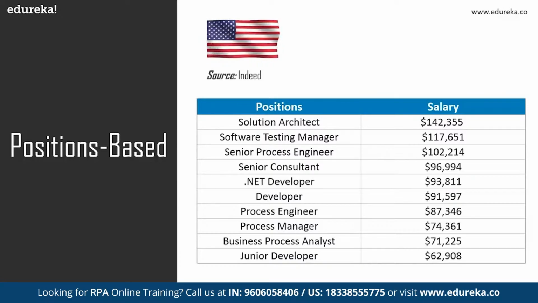Moving on to senior process engineer, over here, let me tell you that senior process engineer is one of the most famous roles in RPA industry. So the average salary for this particular role is around $1 lakh. After that, coming to senior consultant. So senior consultant can earn around $96,000. A .NET developer can also earn around $93,000 on an average. Coming to developer, the developer starts at $91,000, and similarly, process engineer and process manager earn around $87,000 to $74,000.